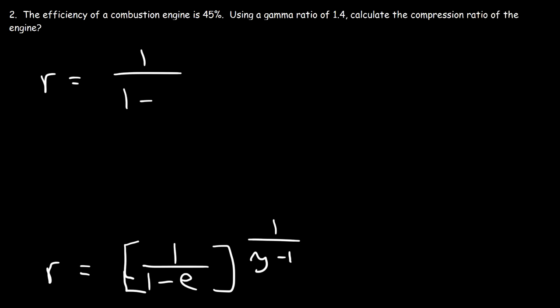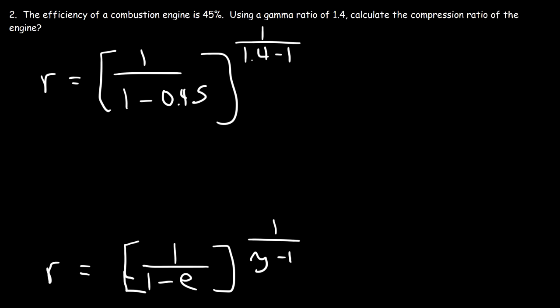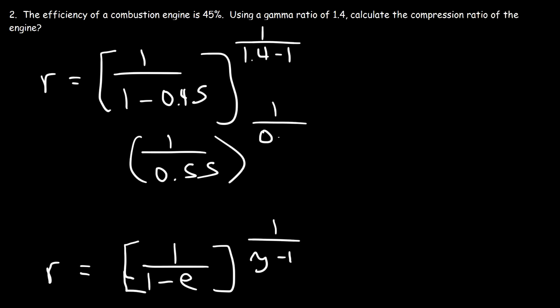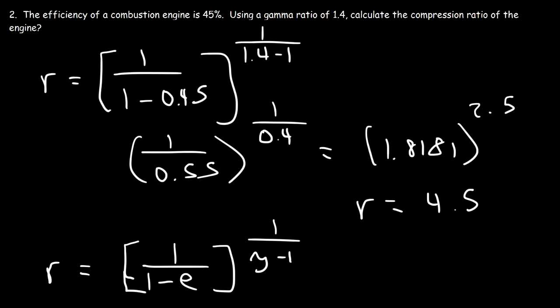So the efficiency is 45%, which is the same as 0.45. And then we're going to raise it to 1 over 1.4 minus 1. So 1 minus 0.45 is 0.55. And 1.4 minus 1 is 0.4. 1 divided by 0.55, that's 1.81 repeating. And 1 divided by 0.4 is 2.5. So the compression ratio is about 4.5 in this example.